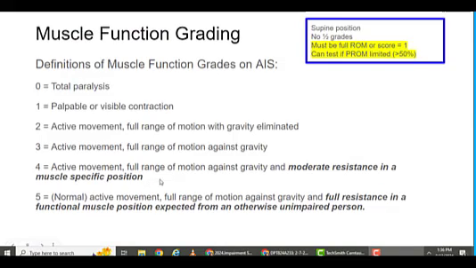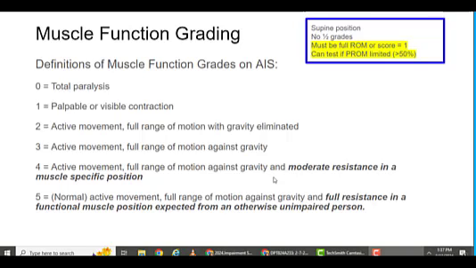So remember, again, we're doing this testing in supine positions. There are no half grades. Now, it looks suspiciously like our muscle grades, but there are some key differences. The first one is that we must have full active range of motion against gravity. If you don't, it gets scored as a 1, okay? Because to get a 2, you must have full range of motion with gravity eliminated. To get a 3, you must have full range of motion against gravity. To get a 4, you've got to have that full range of motion against gravity and be able to tolerate moderate resistance in a muscle-specific position.